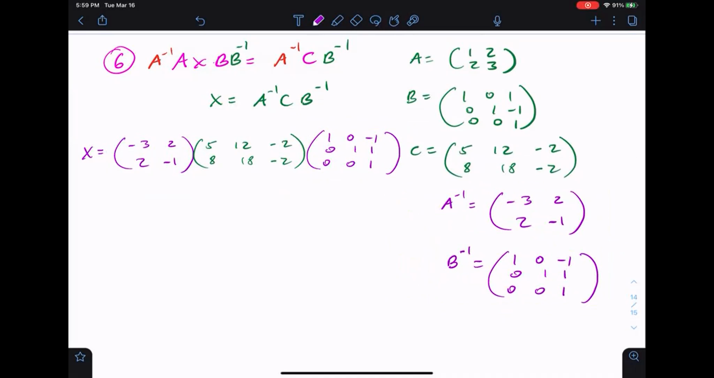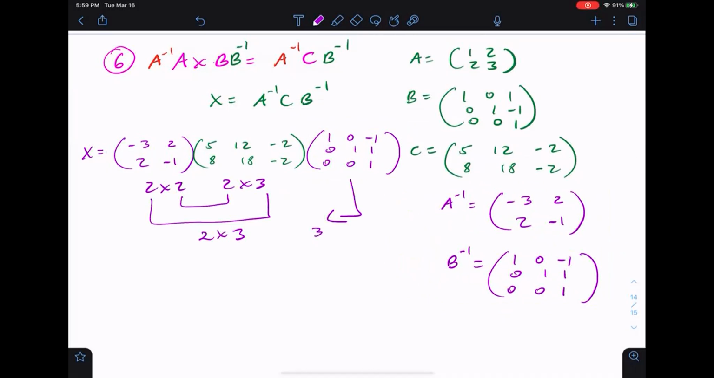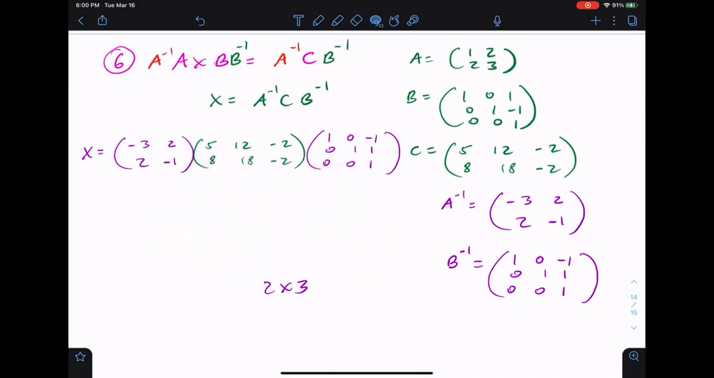Okay, so now we have to do the computation, right? You have to check the dimensions first, right? So this is a 2 by 2 and this is a 2 by 3. Can you do that? Yes, because the dimensions match. So as a result, you get a 2 by 3. Now, with this one right here, you have a 3 by 3. Do the dimensions match? Yes, right? So 2 by 3 times 3 by 3, you get a 2 by 3. That's how you can find out what it is. So you can predict what the outcome of these three matrices will be.